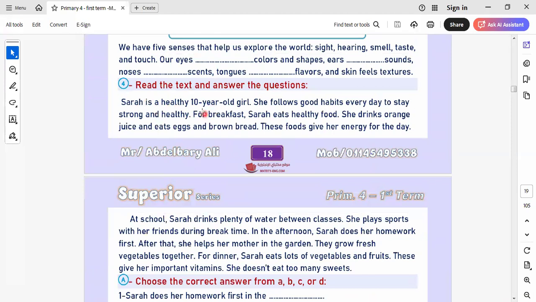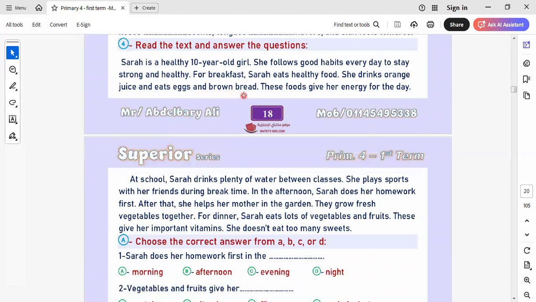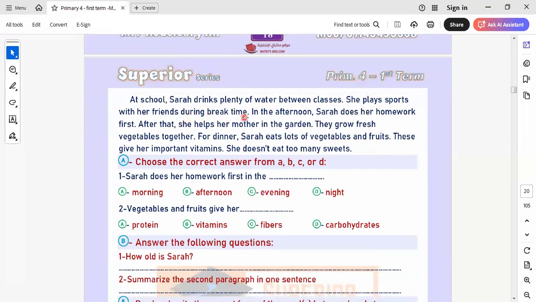Sarah is a healthy 10 years old girl. She follows good habits every day to stay strong and healthy. For breakfast, Sarah eats healthy food. She drinks orange juice and eats eggs and brown bread. These foods give her energy for the day. At school, Sarah drinks plenty of water between classes. She plays sport with her friends during break time.